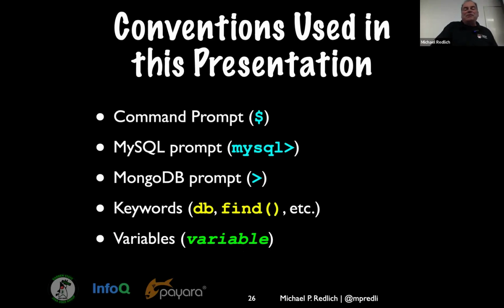All right, so in this presentation, I have some conventions that I use, right? The command prompt I use is a $ sign, pretty generic. And then the MongoDB prompt, because once you go into the MongoDB shell, you'll get something like that. And then you've got your keywords in yellow and then variables in green.